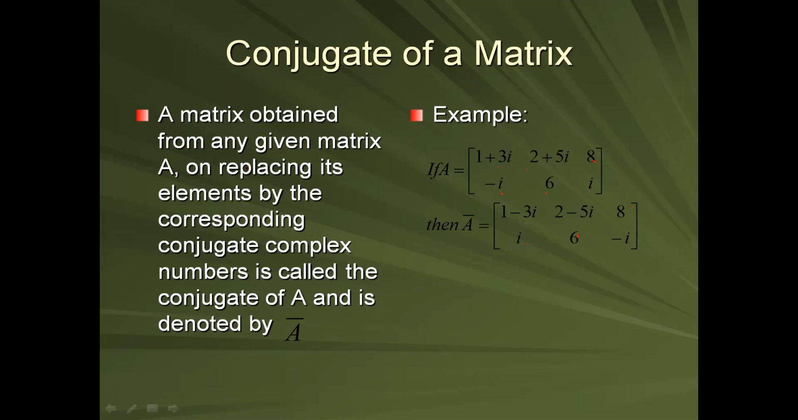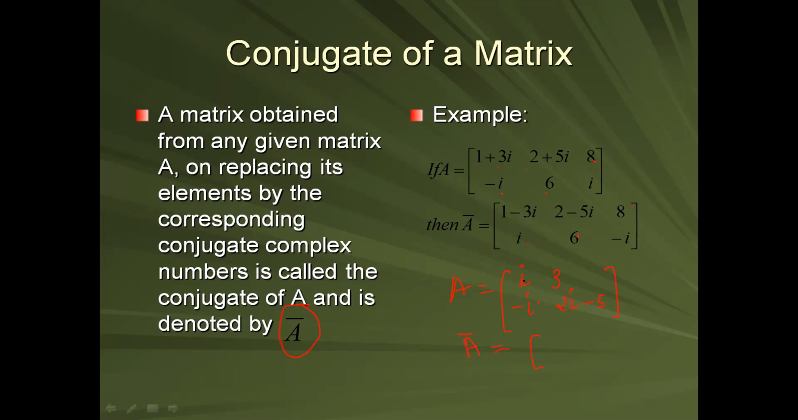A matrix obtained from any given matrix, on replacing its elements by the corresponding conjugate complex numbers, is called the conjugate of A. And it is denoted by A bar. Okay. Another example. If I say A is equal to i, 3, minus i, let us take 2i, minus 5. Okay. So what is A bar?